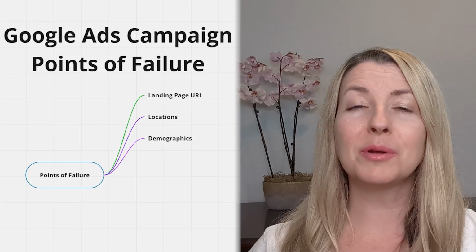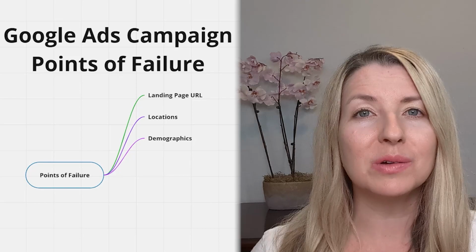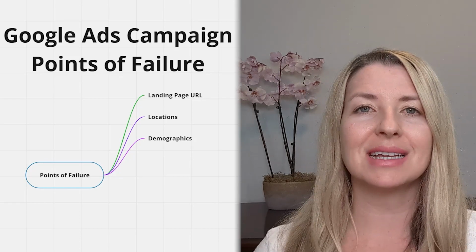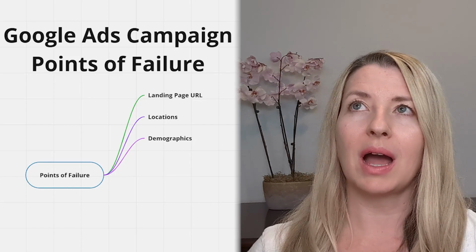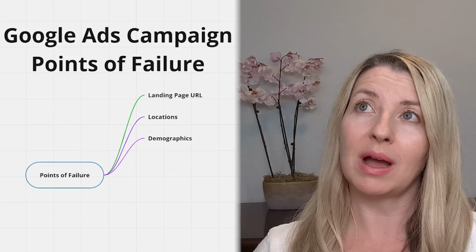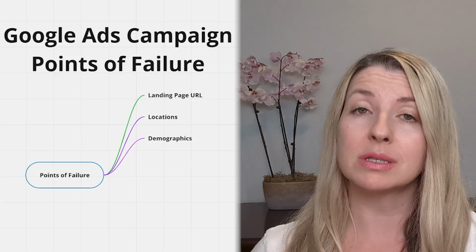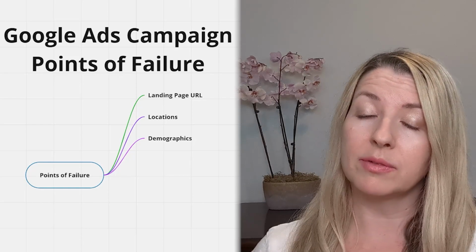And point of failure number 3 is demographics. Now you can exclude specific demographics from seeing your ads, and these are in groups of ages. You also have household income, and you also have gender. You also, as a matter of fact, have whether the person's a parent or not. And so you could exclude someone if they're a parent, if they're not a parent.